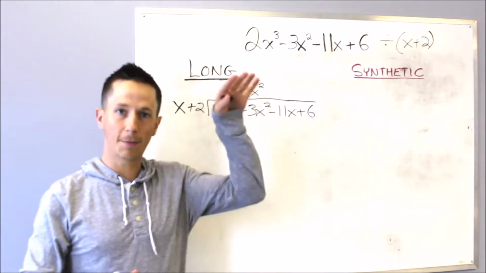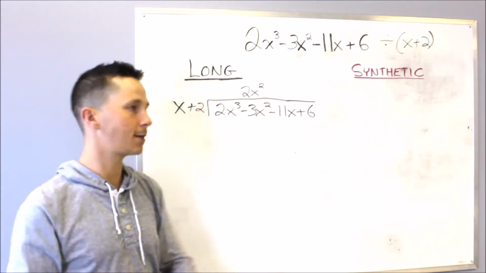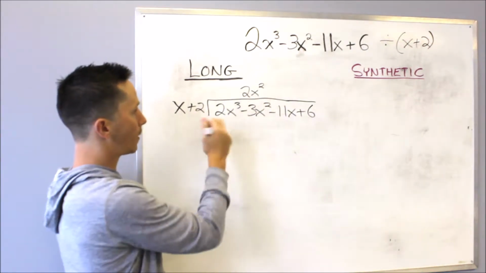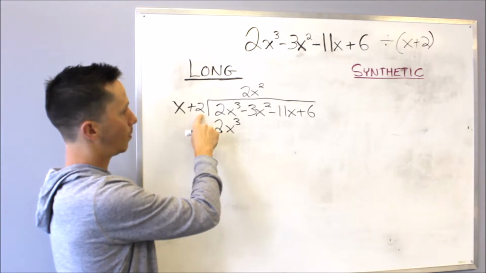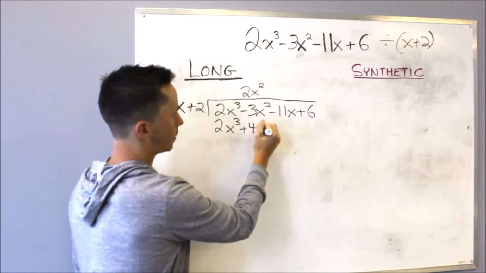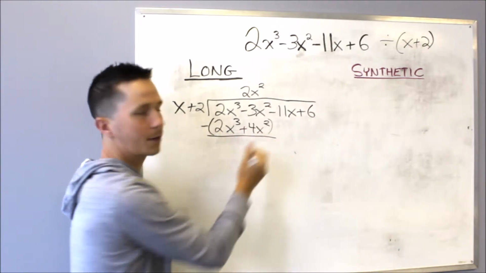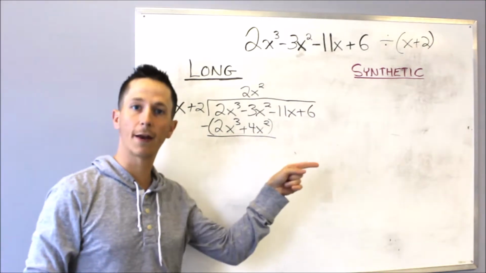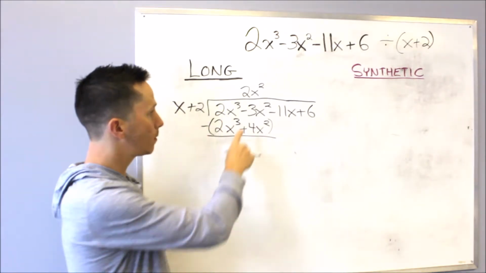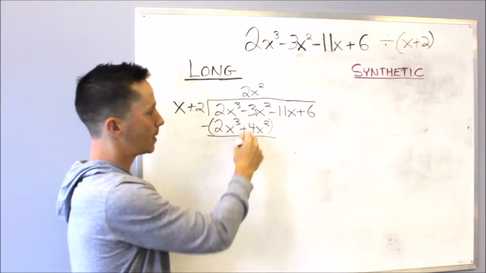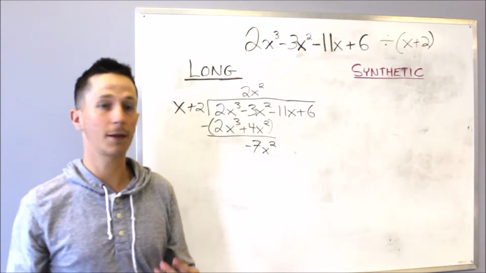It's best if you can keep things in line vertically, especially as it goes x cubed, x squared, x, and then the number. Then I'm going to multiply this back, and we get 2x cubed, 2x squared plus 2 is 4x squared. Then I subtract. I like to put brackets around so that we make sure that we carry the negative through when we do the subtraction. 2x cubed minus 2x cubed is 0. Negative 3x squared minus 4x squared is negative 7x squared. Then you just repeat the process.